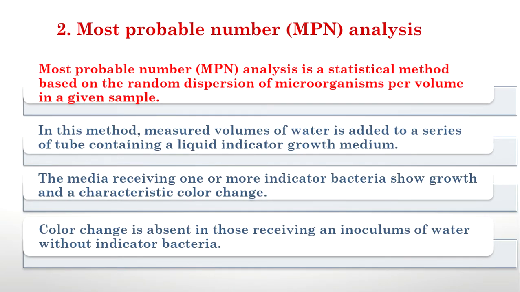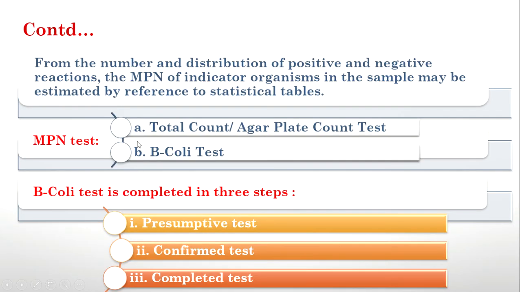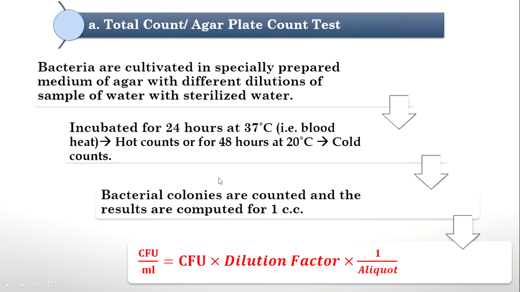And the second test is most probable number analysis. It is a statistical method based on the random dispersion of microorganisms per unit volume in a given sample. And some color change is seen. So we will see in detail about this MPN test. The MPN tests are mainly of two types: total count or Agar plate count test and B. coli test. The B. coli test again has three steps: presumptive, confirmed and completed test. So we will see each of these tests, total count and B. coli. The procedure of total count or Agar plate count test is given here.